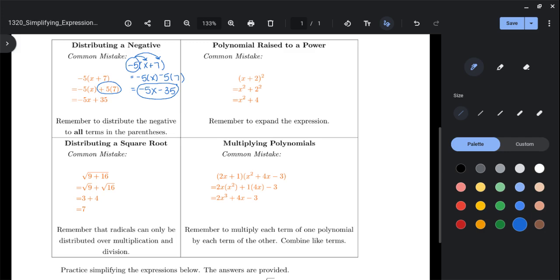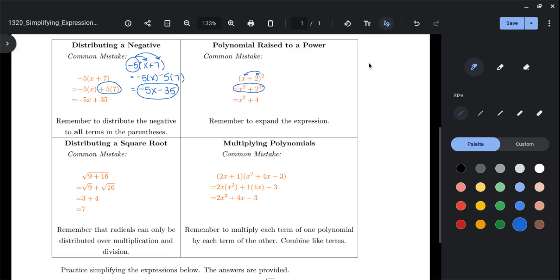The second mistake we're going to look at is when we raise a polynomial to a power. So here we have the expression x plus 2, and it's being raised to the second power. And what this person decided to do was they distributed the power. So they said, oh, we're going to do x squared and we're going to do 2 squared. And then they simplified 2 squared as 4. But they actually were wrong right away. Here's where they made their first mistake.